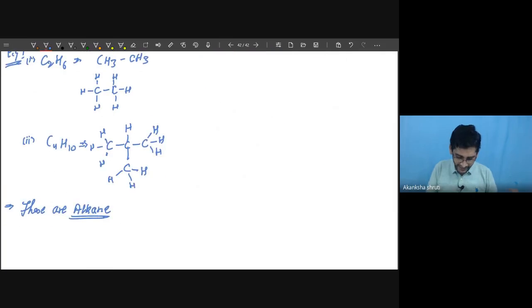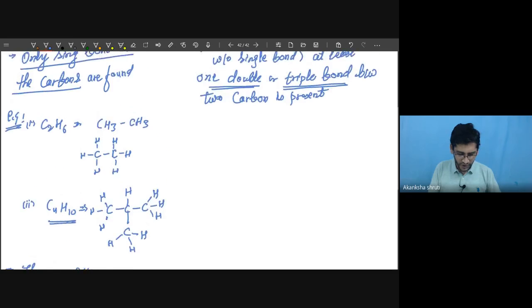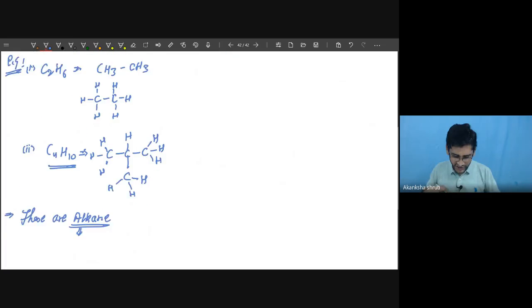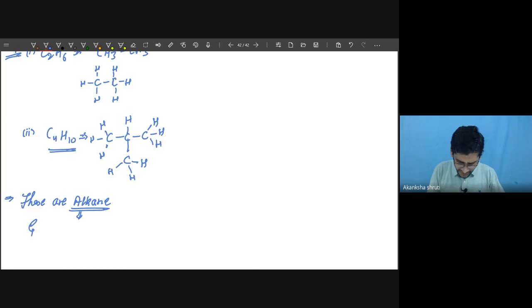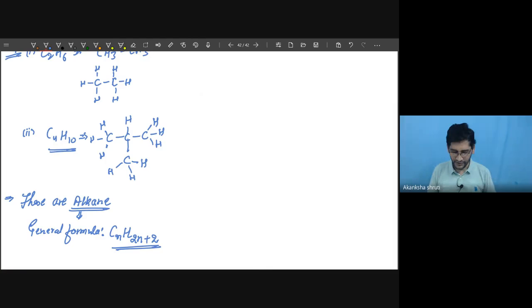We will observe that the general formula means whatever formula we are writing, whether CH4, C2H6 or C4H10, we can observe that it is always following the formula. A formula written in terms of n or any general value is called a general formula. If we are taking n carbon atoms, then hydrogen must be 2n plus 2.